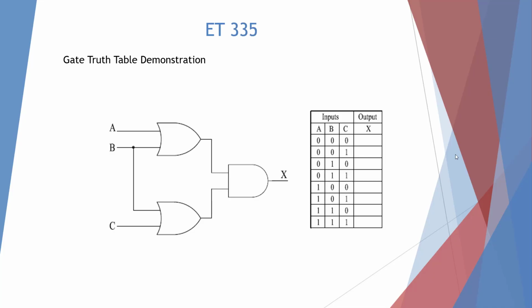Here we have a 3-input circuit, so we're going to have 8 possibles. So we need to go through each one. So here we go. So this would be a 0. This is going to be a 0. This guy is going to be a 0.